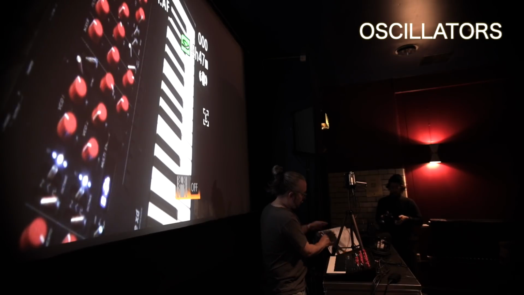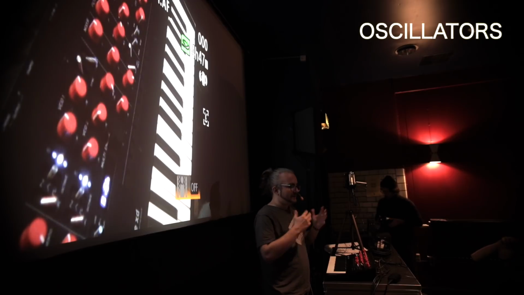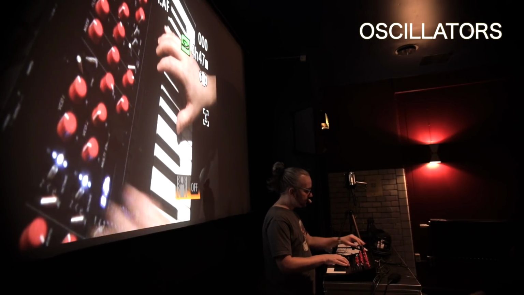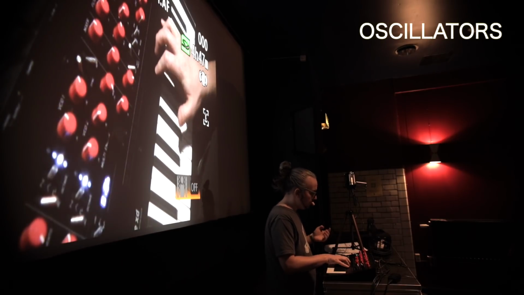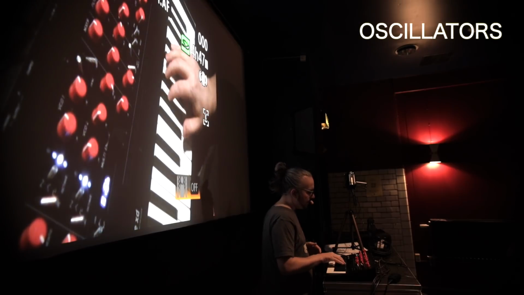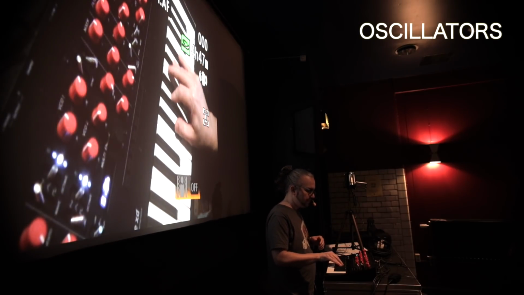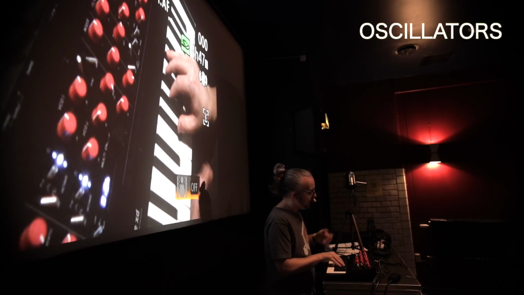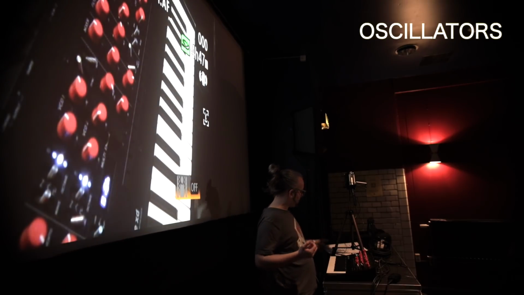For anybody who is new to synths, a synth creates a sound using what we call an oscillator. So this is an oscillator, this is an oscillator, this is an oscillator. There are different waveforms. So a sawtooth, a triangle, and a more square wave type sound.